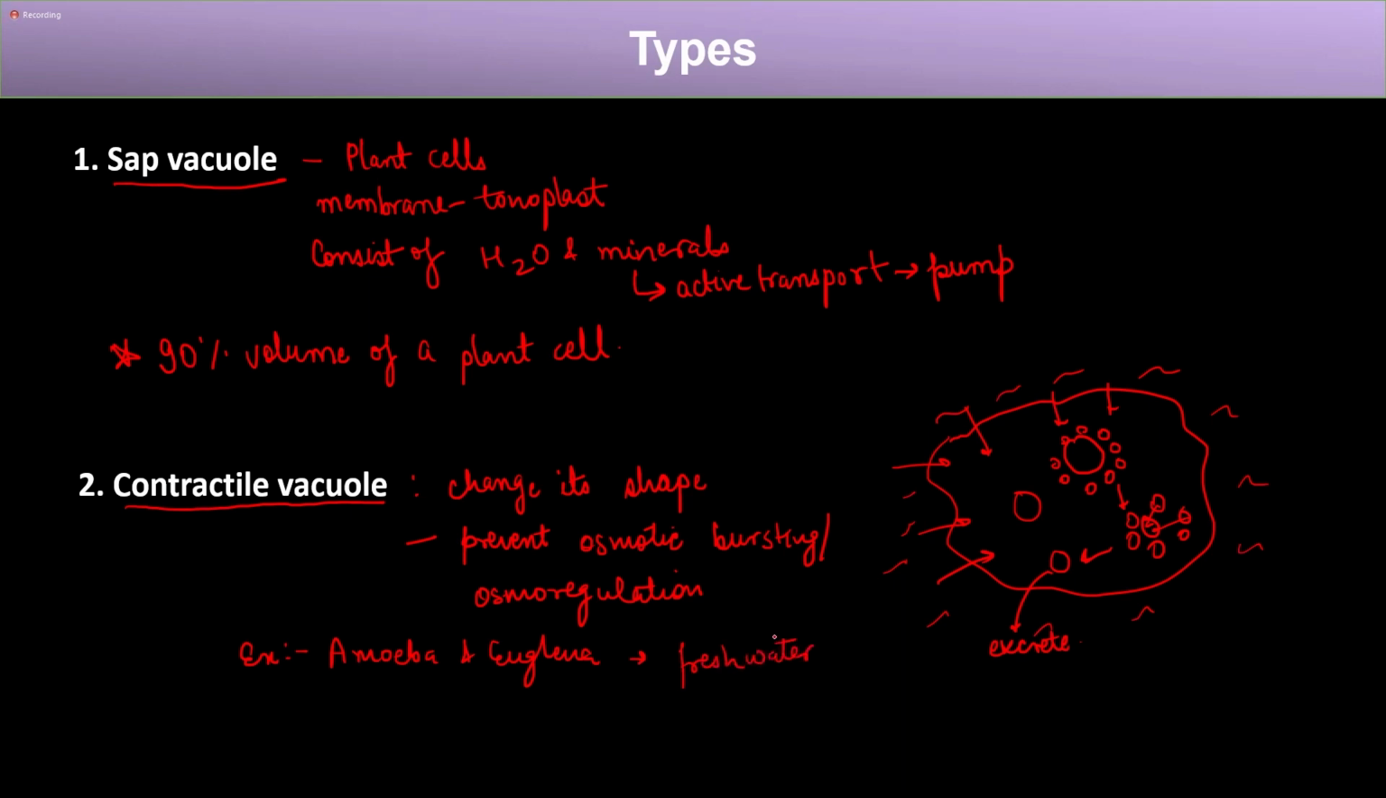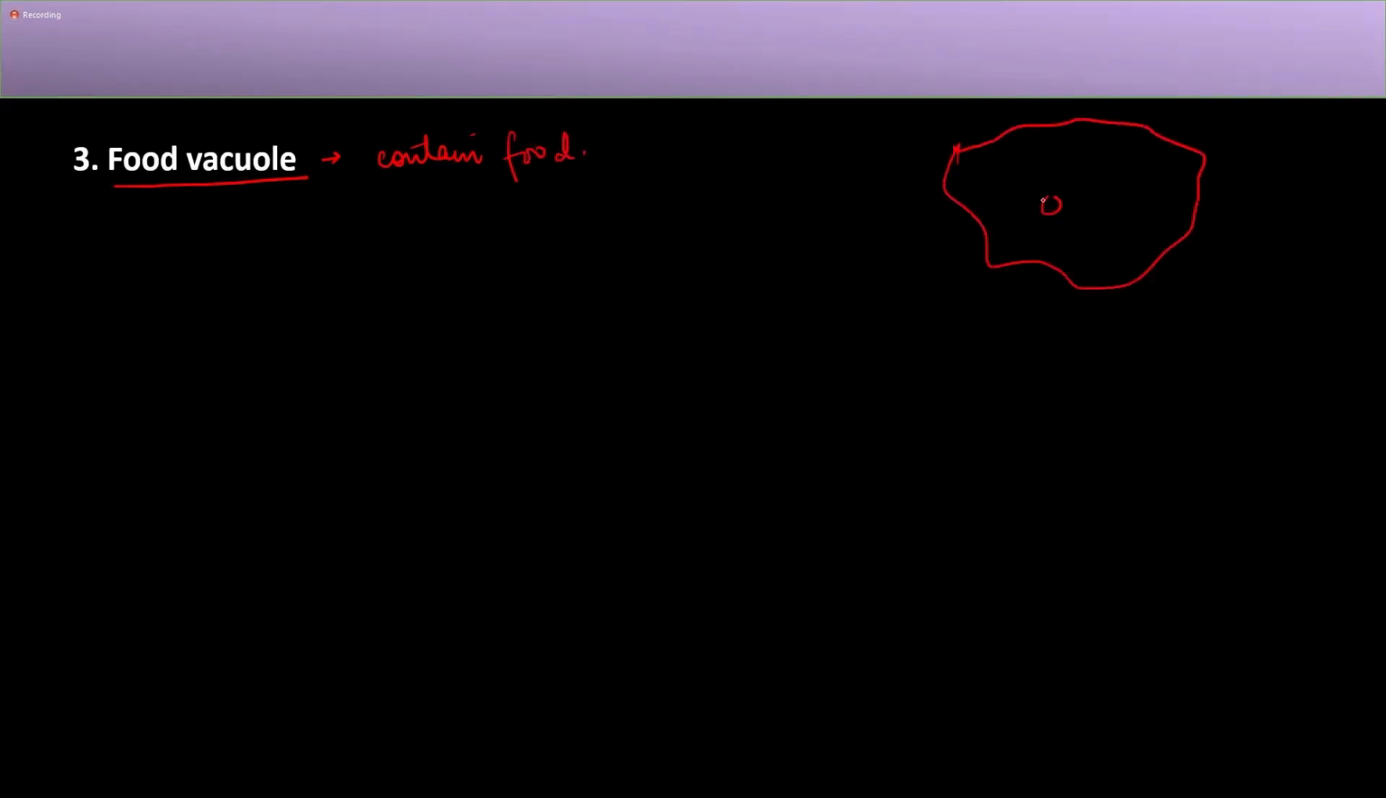And because of this reason, the contractile vacuole is important for these organisms. Now, the third type of vacuole is the food vacuole. The food vacuole, as the name suggests, contains or stores food, right? So again, the example is amoeba. In amoeba, we have studied a process known as endocytosis, right?